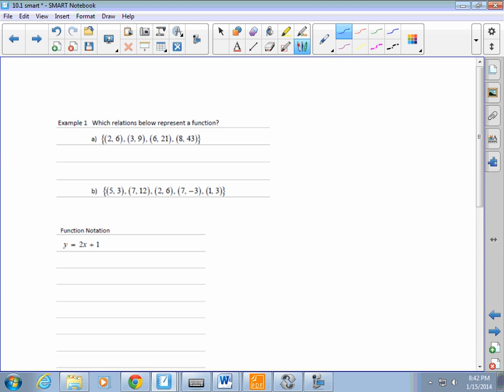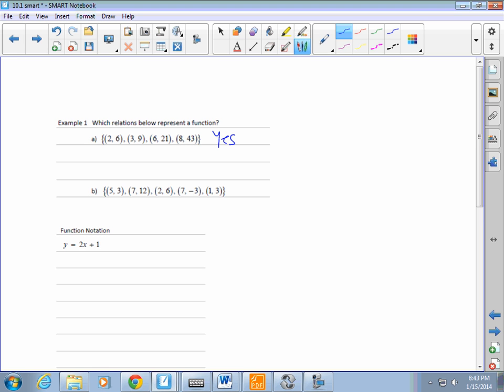So the next thing says, which relations below represent a function? If I take a look here, for every x value, I can only have one y value. So I have 2, 6, 3, 9, 6, 21, 8, 43. My x values, none of them repeated, and none of my y values repeated. So this is a function.